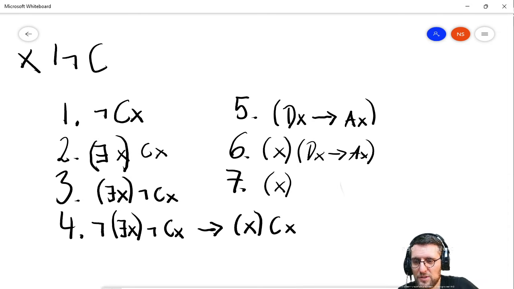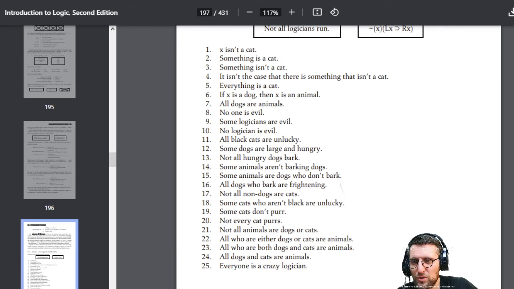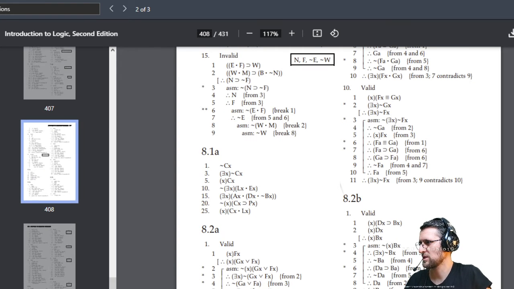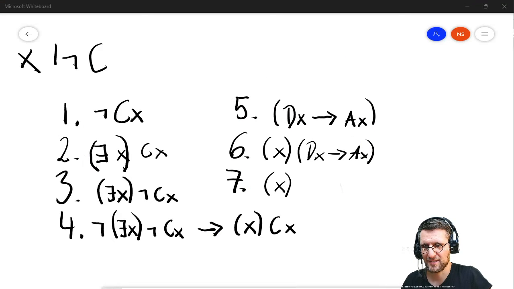So let's look into the solutions of the book. Let me just pull that out very quickly. So let's look at the first one. It says X isn't a cat. And what do they say in the solution? Not CX. And now let's see what I had. Not CX. Yoo-hoo! I had the first one right.